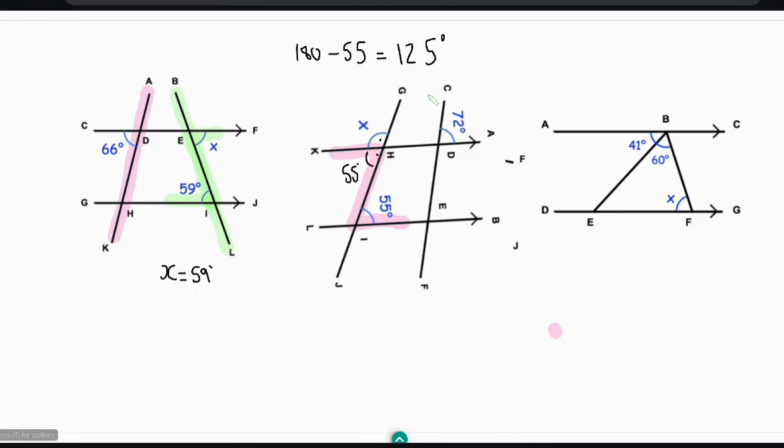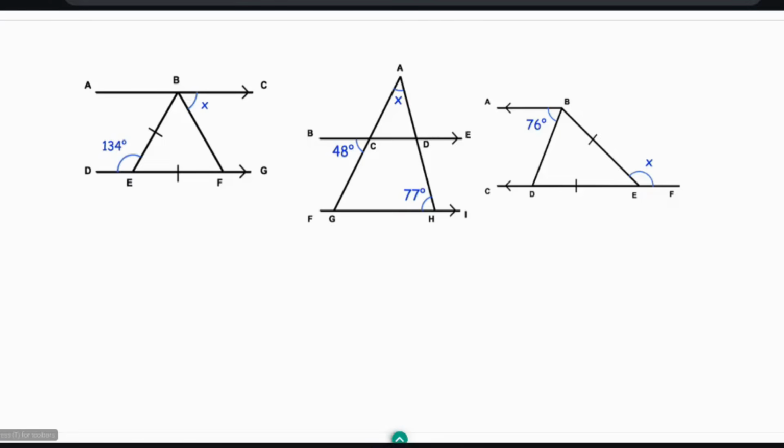Okay, the next question is slightly more complicated. Let's see what we have. So we've got parallel lines here. So x is the same as this angle. And I know angles on a straight line add up to 180. So 180, take away 41, take away 60, gives me the missing angle, 79 degrees. Okay, have a go at the next 3 and see how you get on.